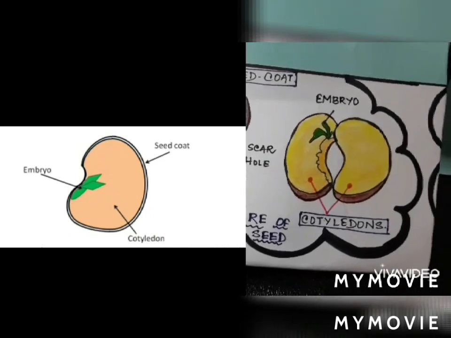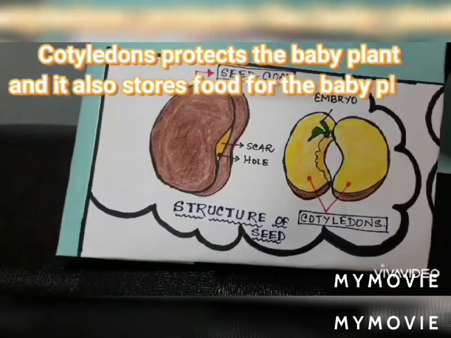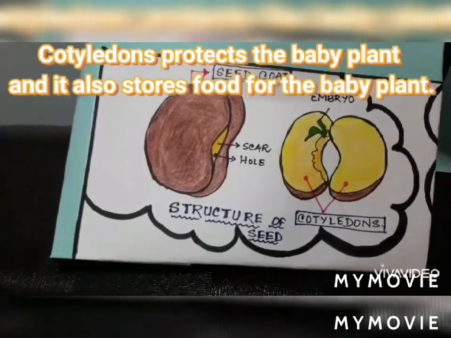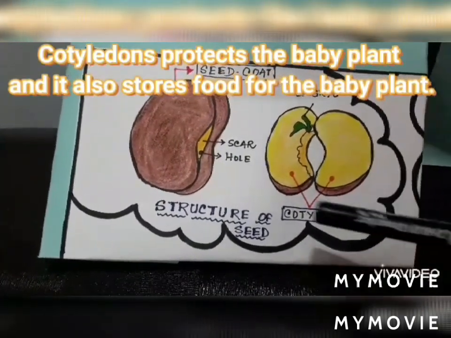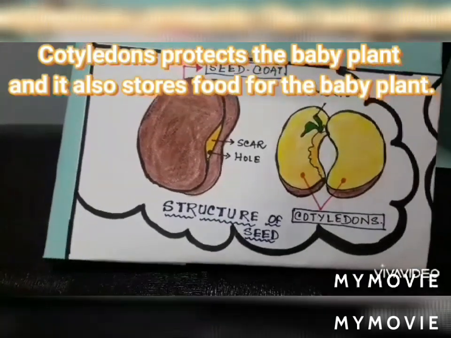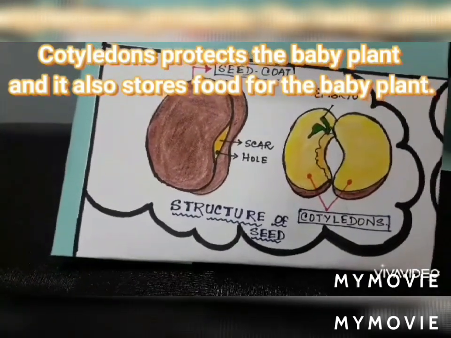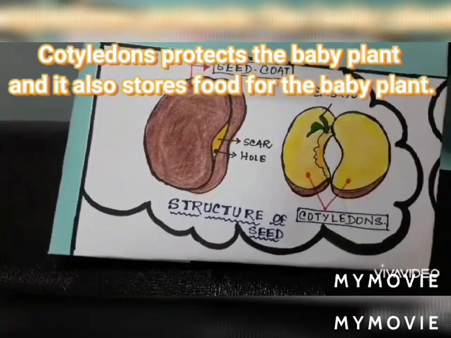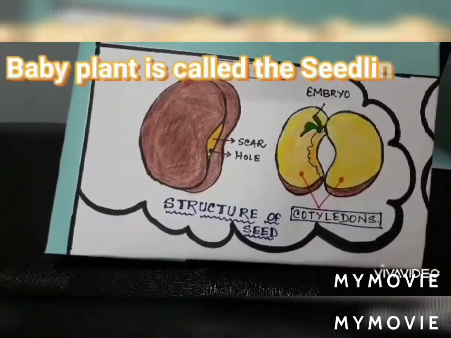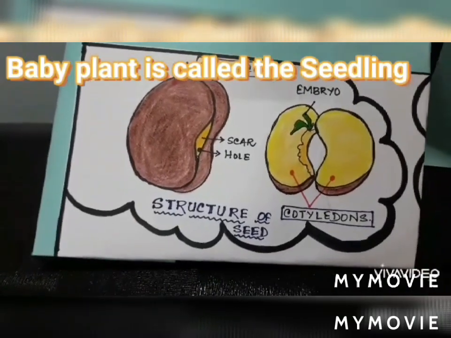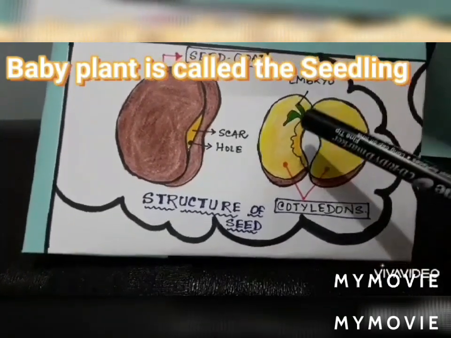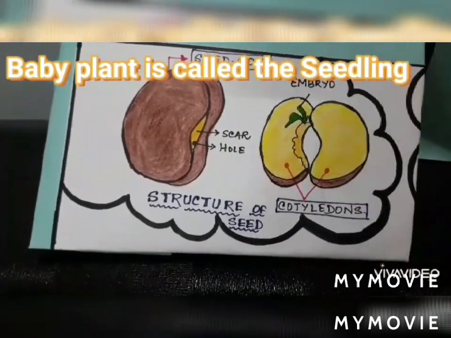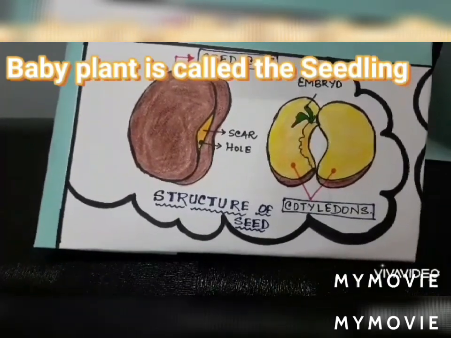The seed leaves or cotyledons protect the baby plant. So the work of the cotyledon is to protect this small baby plant and it also stores food for the baby plant. The baby plant is called the seedling of the seed. What is the seedling of the seed? The baby plant is called the seedling of the seed.